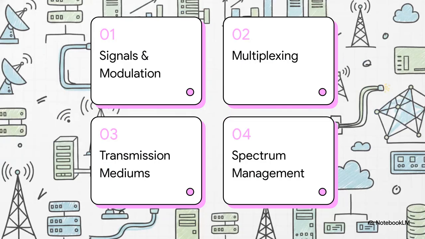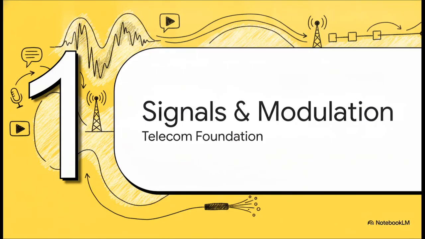All right, let's take a quick look at our roadmap. We are building this layer by layer. We'll start with signals and modulation basics, then move right into multiplexing to see how we combine that data. After that, we'll hit transmission mediums and networks, and finally, top the whole thing off with spectrum management essentials. So let's jump right in.